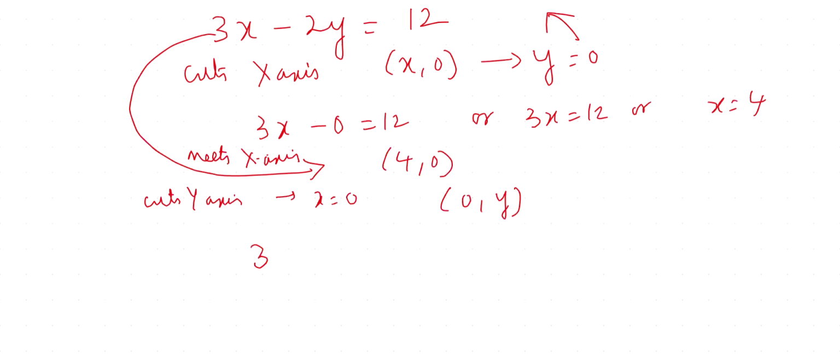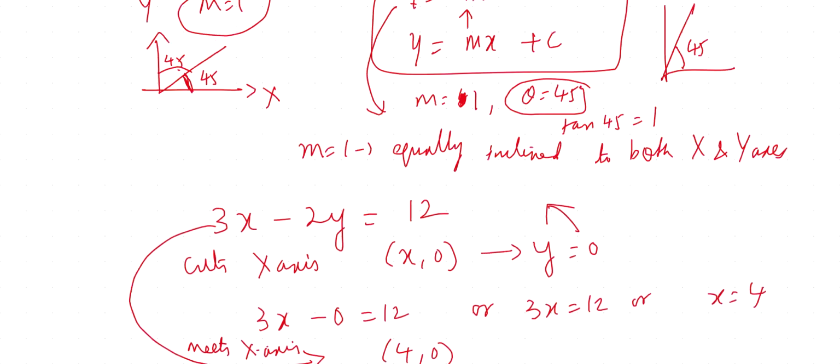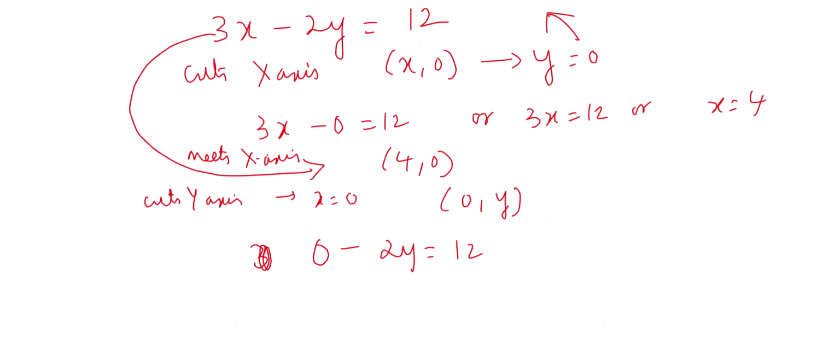I put x is 0, 3 into 0 is 0, minus 2y is equal to 12, or y is 12 by minus 2, which is negative 6. So the point is 0 comma negative 6. Okay, in case you've been asked, be prepared for these kind of questions.